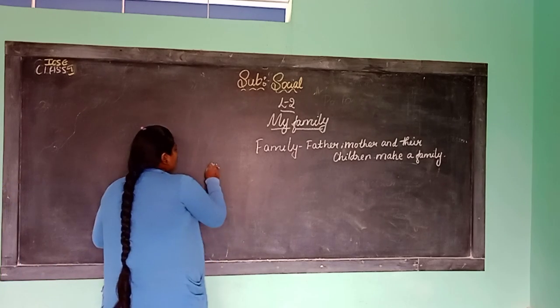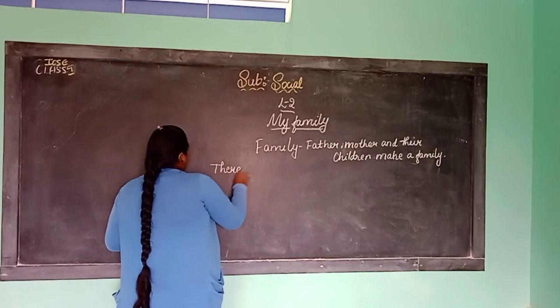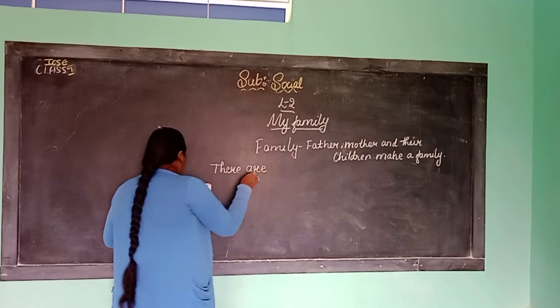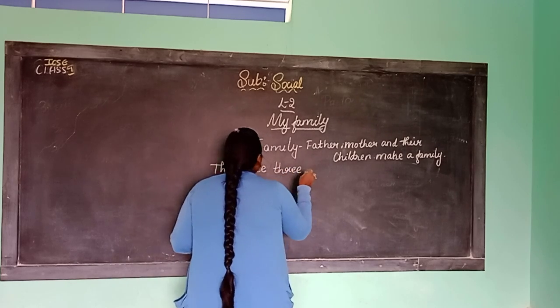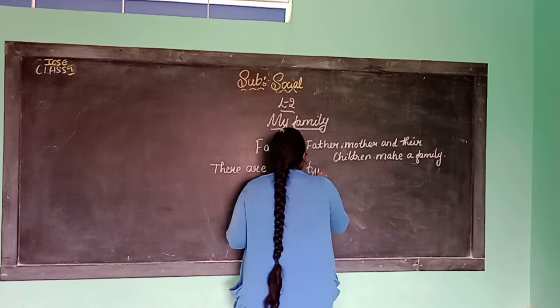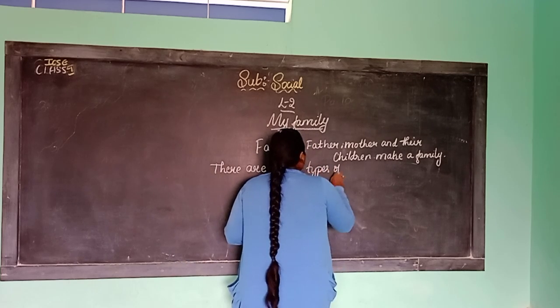There are three types of families. How many types of families are there, children? There are three types of families.